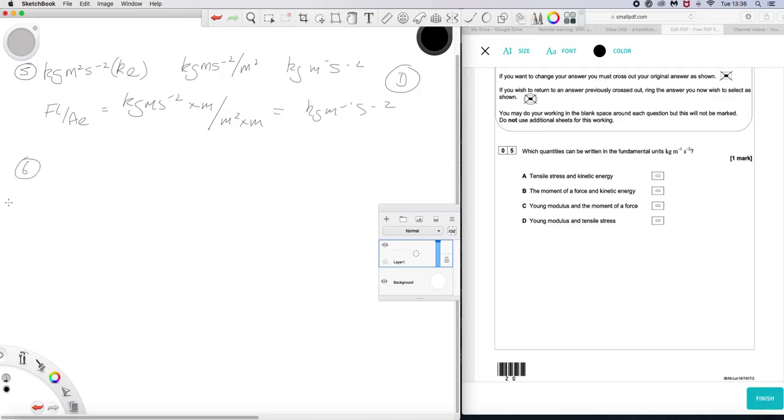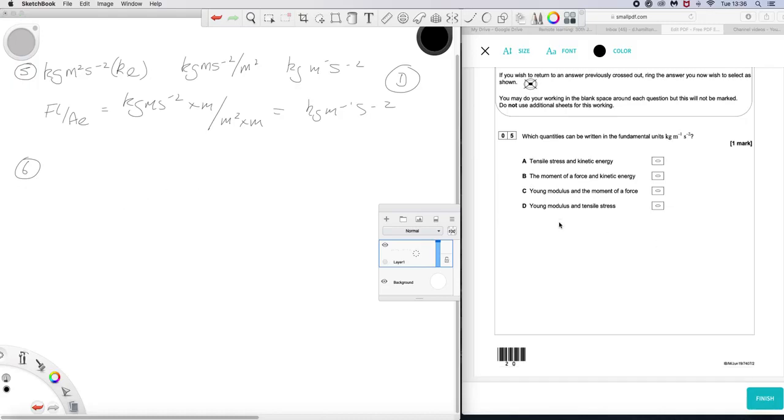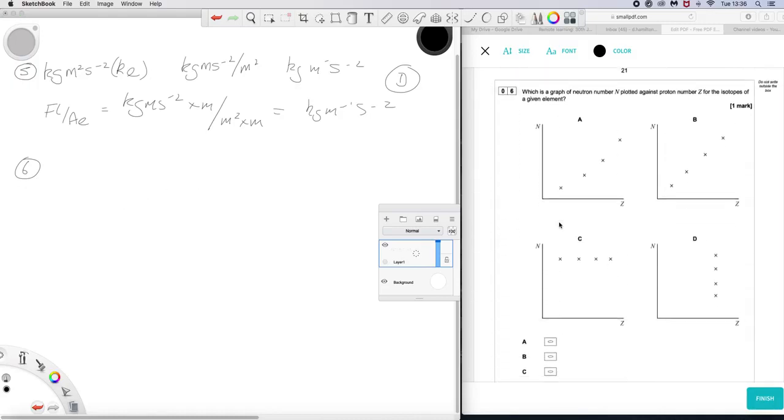Question 6 then. Which graph of neutron number against proton number for the isotopes of a given element? So isotopes, same atomic number, different mass number. So Z is fixed here, so it has to be D.